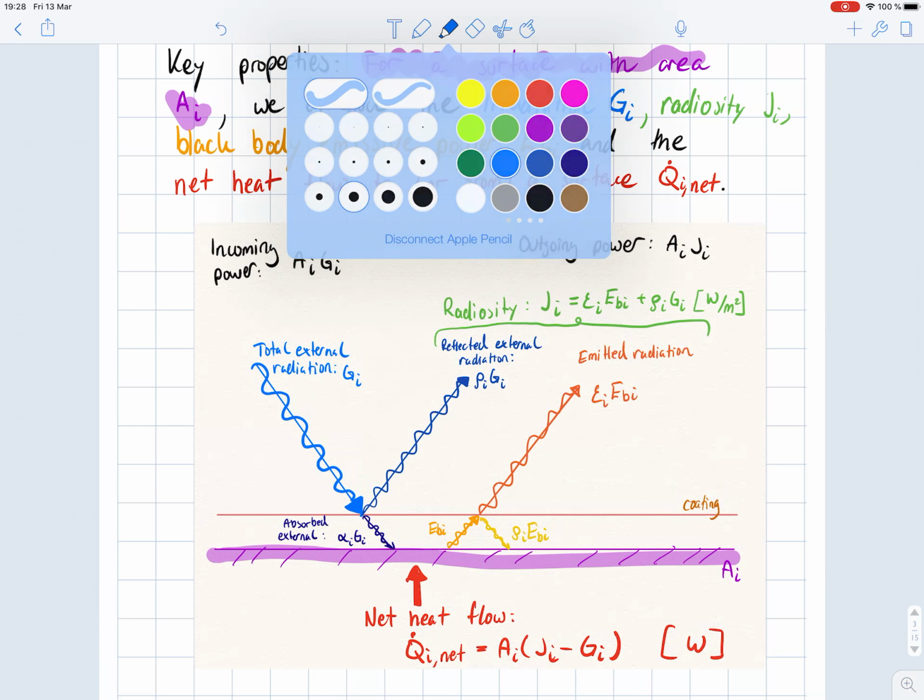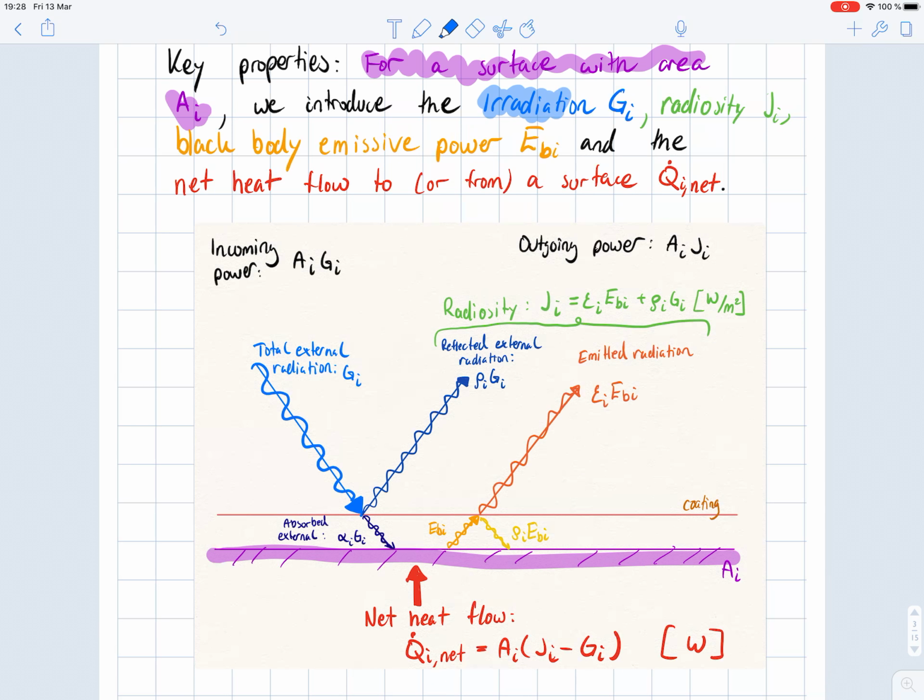The first term we introduce is the irradiation, and for the irradiation we will use the symbol capital G. The irradiation reaching a surface i, we denote with G_i. This quantity is a flux, so it represents energy per time per area, or watts per square meter. So the incoming total power, that is in watts, is simply the area of the surface multiplied with the irradiation G_i, here illustrated with this incoming ray.